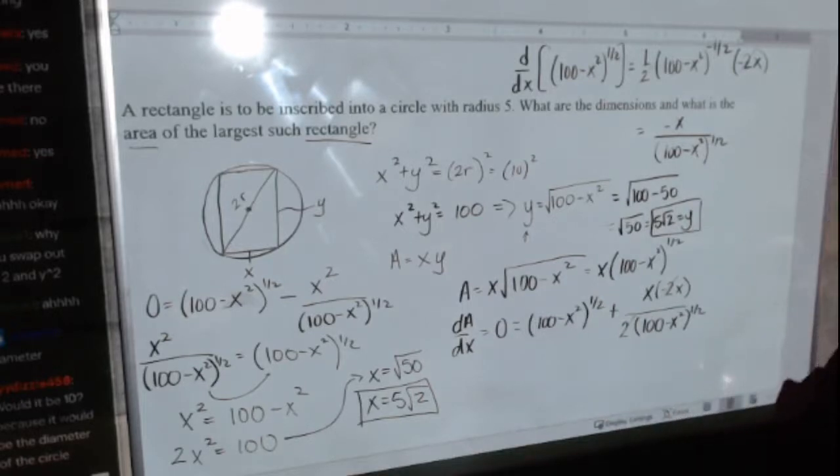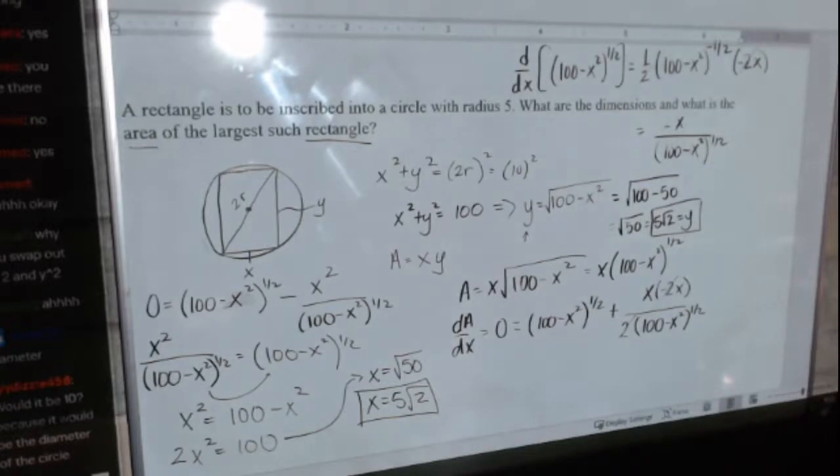So yet again, we were fooled, right? They told us it was a rectangle, and it turns out that, in fact, it's a square. And that should make sense to you, right? If I have a circle and I try to put the largest possible parallelogram inside of it, then that should be a square. So the dimensions are 5 root 2 by 5 root 2.